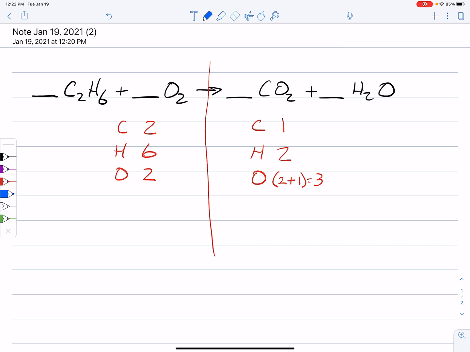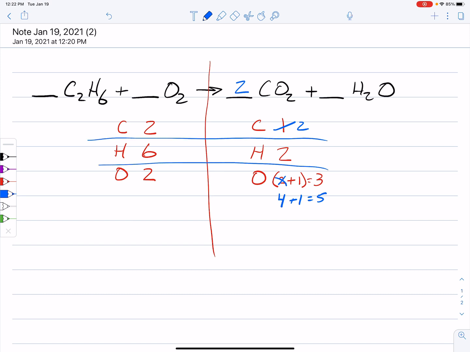First thing I always do is I look at my carbons and I go, okay, I've got to balance out my carbons. So I know that I have to have a 2 there. And I go, great. So 2 carbon, and that changes my number of oxygen so that this number is no longer 2, that number is 4, plus then the 1. That gives me 5 for my oxygen. And so my carbon I'm okay with.